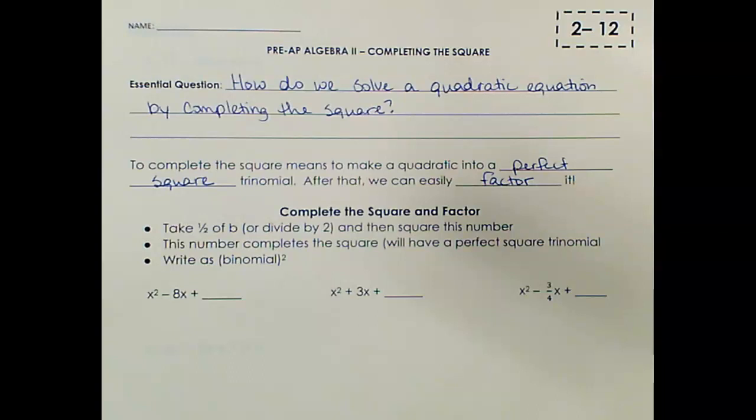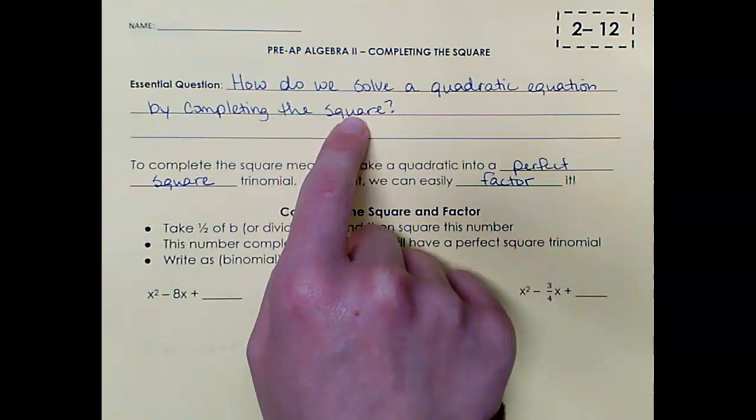Completing the square is kind of a cool technique. The essential question today is, how do we solve a quadratic equation by completing the square? So the purpose of completing the square is to find the solutions, which is what we've tried to do for the last several sets of notes. Your goal is still to find the solutions, the roots, the zeros, the x-intercepts. And today we're going to figure out how to do that by completing the square.